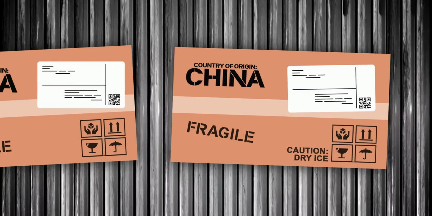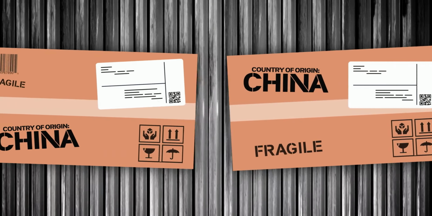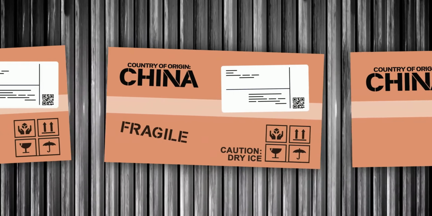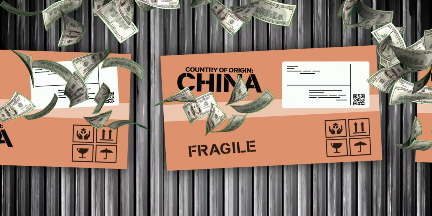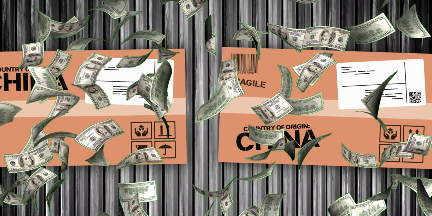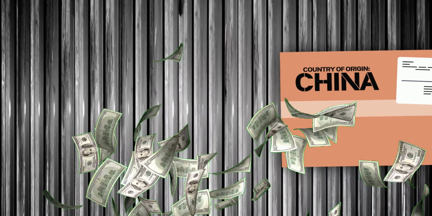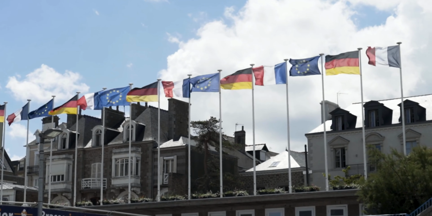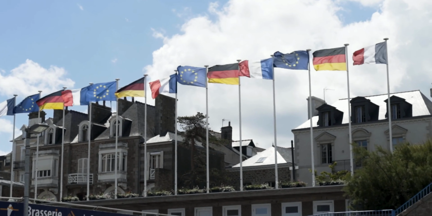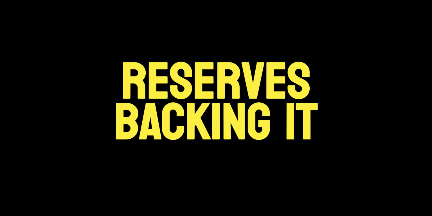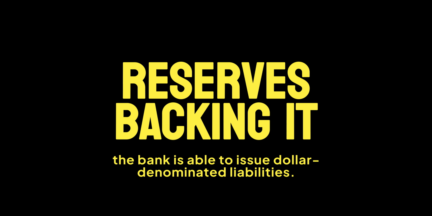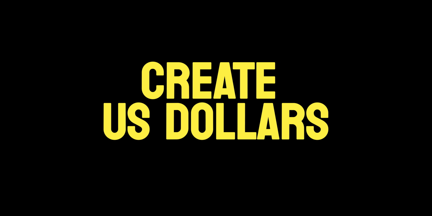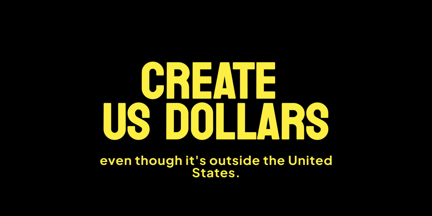They can use it, transfer it, invest it, just like any domestic deposit. But it was created offshore in China by a Chinese bank, and yet it's denominated in US dollars. This is possible because the Chinese bank holds actual US dollar reserves somewhere, often in a correspondent account at a major international bank that has direct access to the US clearing system. As long as it has those reserves backing it, the bank is able to issue dollar-denominated liabilities. That means it can create US dollars for its clients, even though it's outside the United States.